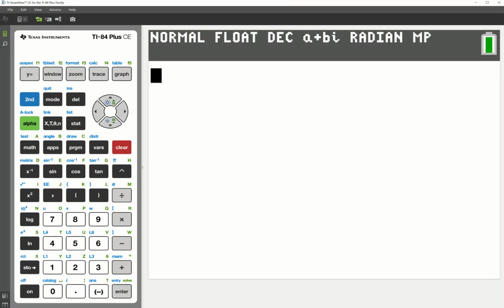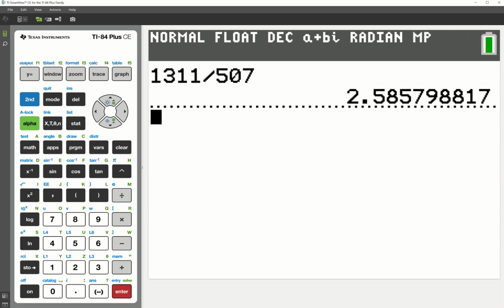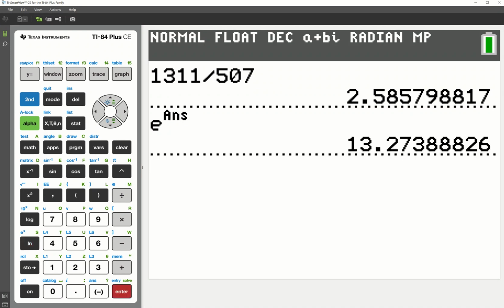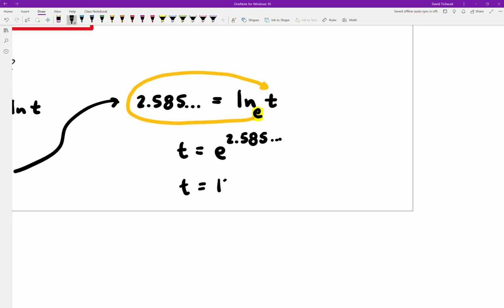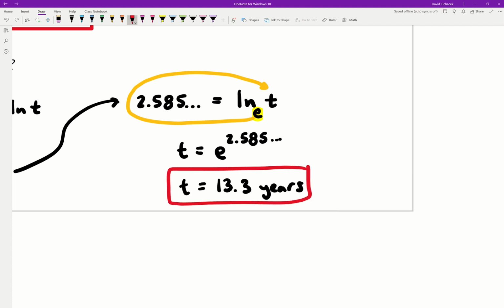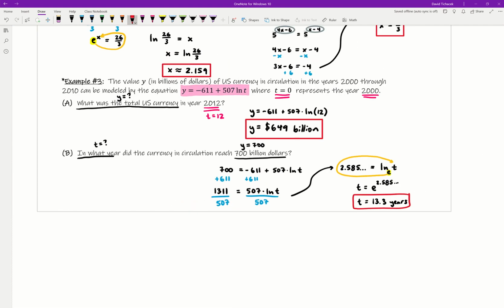So let's show you how to type that in, right? We were taking 1,311 and dividing that by 507, and that's going to give us this decimal number right here. And what we're doing now is e to the power of that answer. Keeping everything nice and fresh in the calculator, we're able to get a nice exact answer here. It looks like it's going to be just a little bit over 13 years, I'll say 13.3 years if I round to the nearest tenth. We're going to be reaching a dollar amount of 700 billion, which is, my goodness, such an incredibly huge amount of money. So there we go.